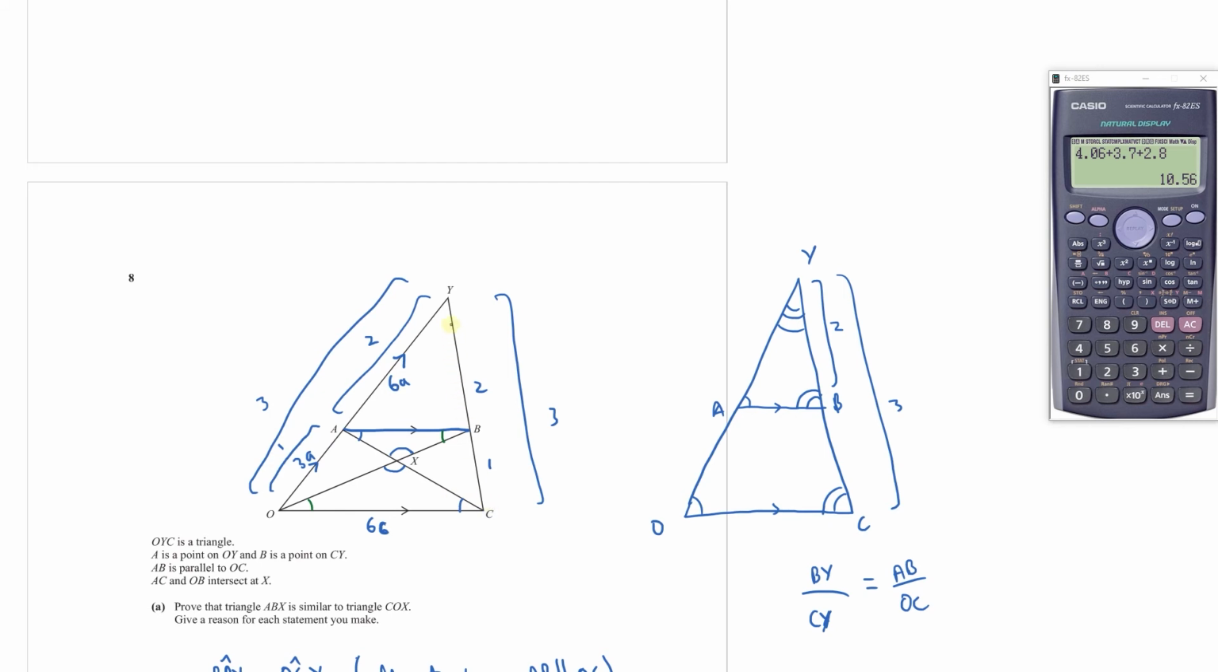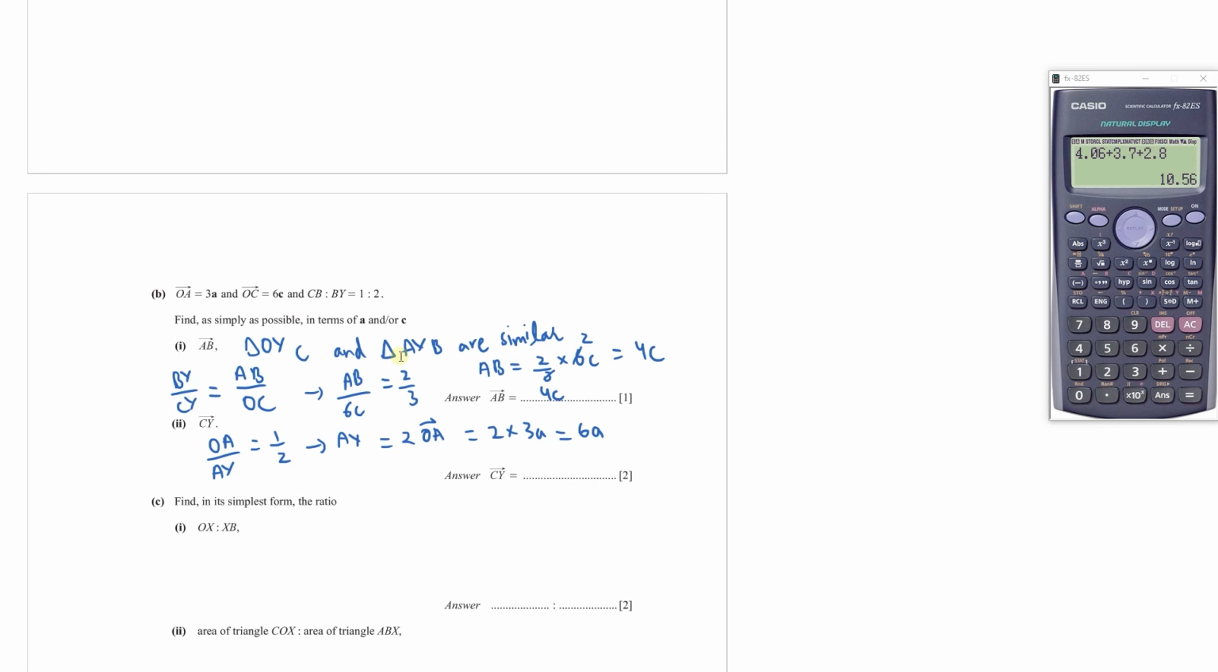Now I can find the value of CY, which will be minus 6C plus 3A plus 6A using the head to tail rule. And this will give you 9A minus 6C. So the final value of vector CY is 9A minus 6C.